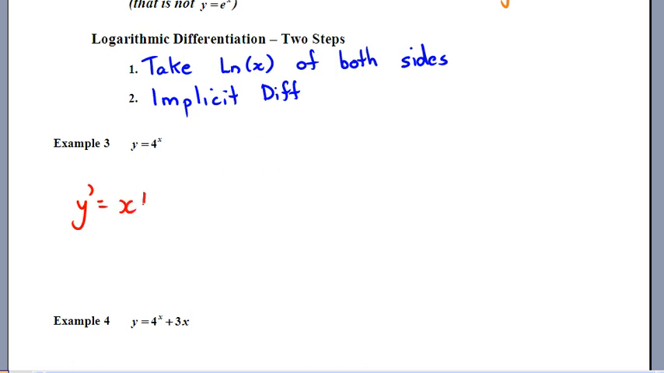You can't say, oh, well, that's just like this, right? No, that is for things that are like x to the 4th, where you have x down as your base. Here we've got x as the exponent. That's totally wrong. Got to get rid of that.